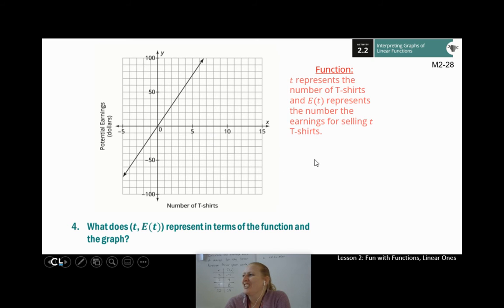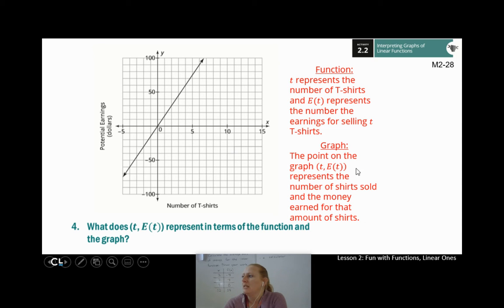So in terms of the function, t is the number of t-shirts, right? We talked about that. T is the number of t-shirts, and E of t represents the amount of earnings in dollars, right? As far as our graph goes, it's a point, isn't it? E of t represents the number of shirts sold and the money earned from that amount of shirts. It's a point on our graph.